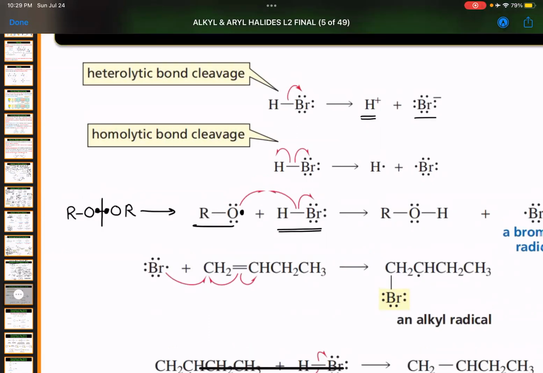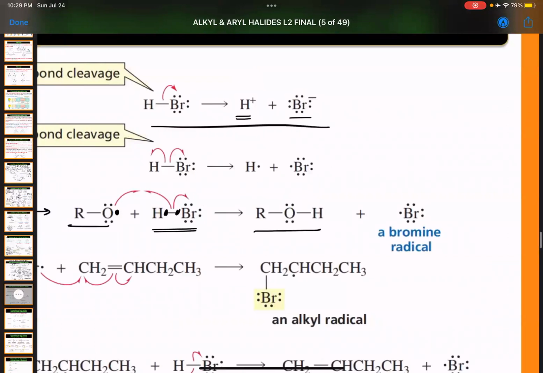Earlier HBr was breaking as H plus and Br minus. Now in the presence of peroxide, you have RO radicals being generated by the peroxide, and these RO radicals will go and take an H radical. Why H radical? Why not H plus? Because it already has one electron. So it will take H with one electron, and it will become alcohol ROH, which is stable. And what is left behind? You are left with the bromine radical.